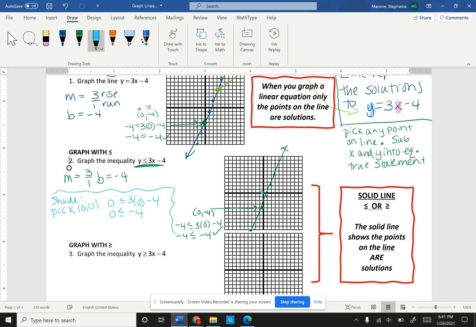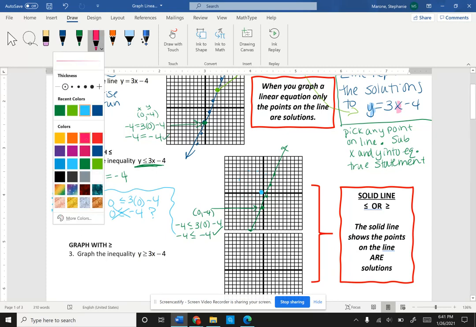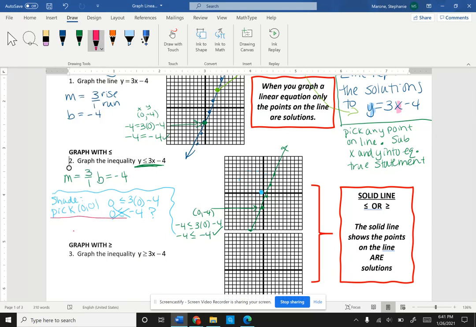And we see 0 is less than or equal to -4. Is that a true statement? Absolutely not. That is not a true statement. So where this blue dot is, no other point in there is going to be a solution. All right, so now we're going to pick another point. And maybe we'll pick, I don't know, 3, 0. It doesn't matter what point I pick in this region. Below that green line, I'm going to pick any point in that region.